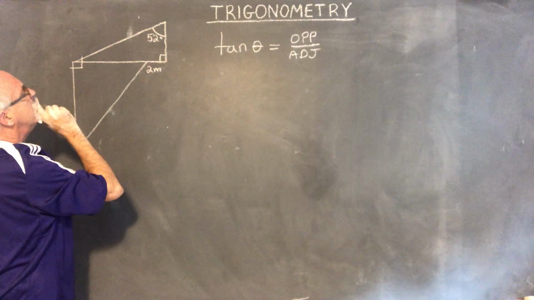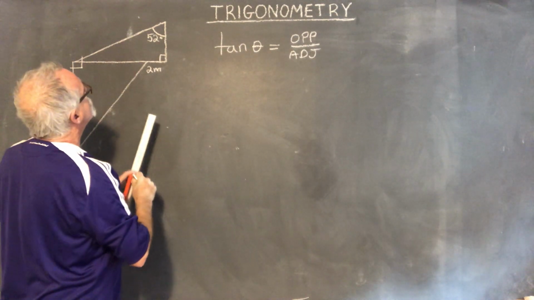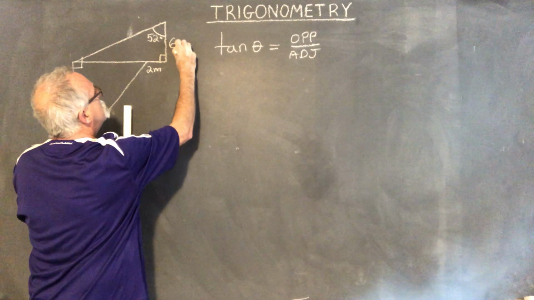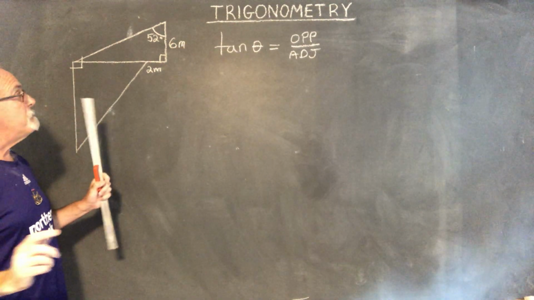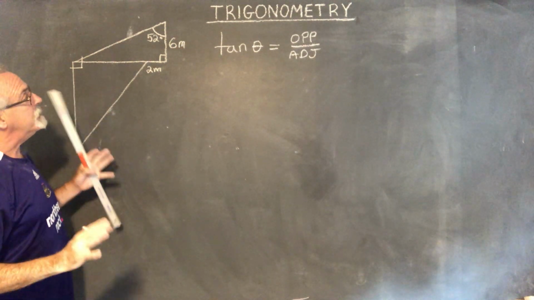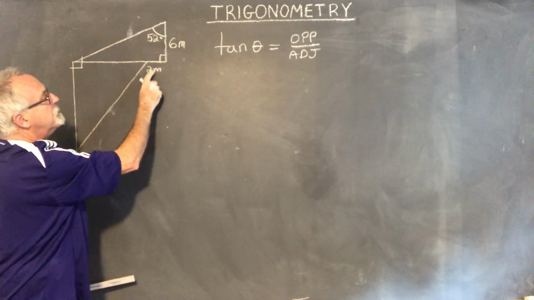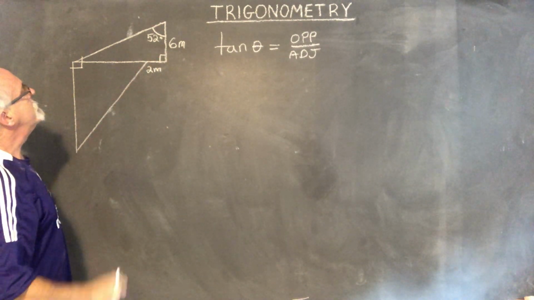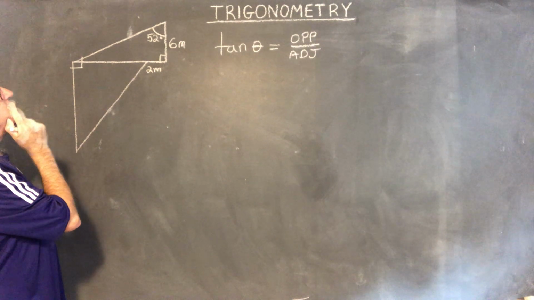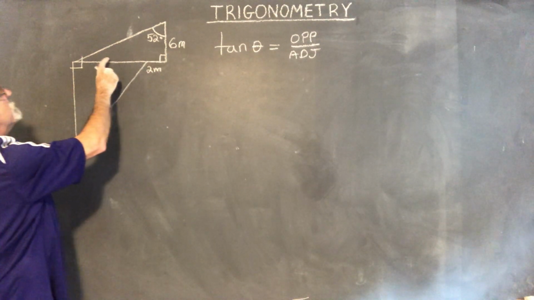And this is 6 meters. Okay, so I'm not measuring very much stuff here. I'm just coming up with things that are consistent. If that's 6, then it's believable that little piece is 2. So therefore, using this tan formula, I would be able to find this side.